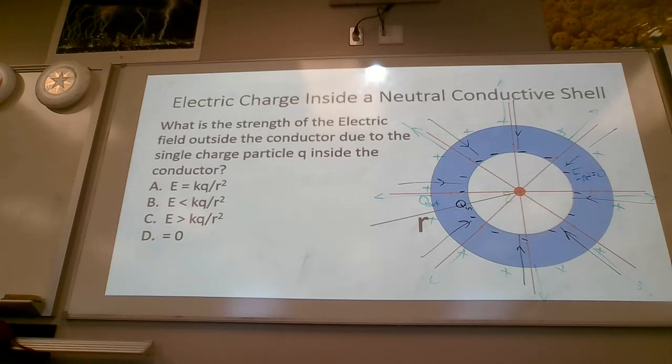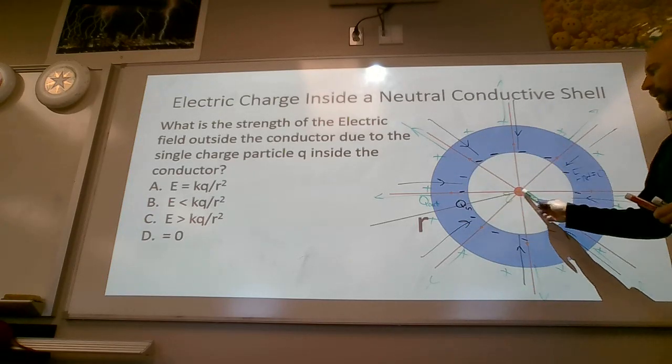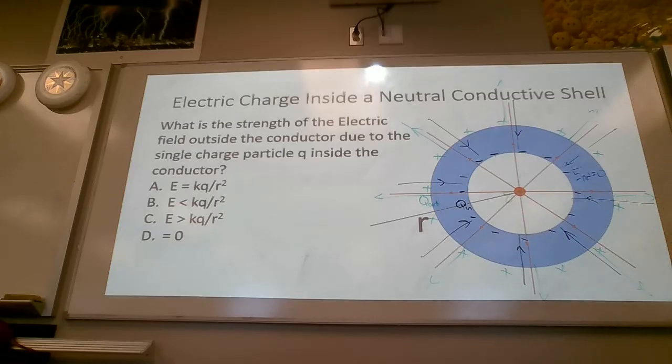How are we doing with that idea? Okay, it's a hollow planet, as if the charge of this was located here. Good?